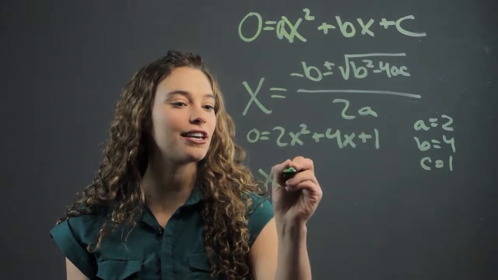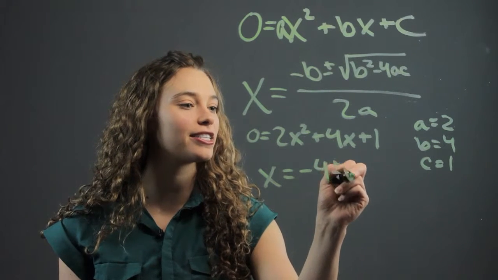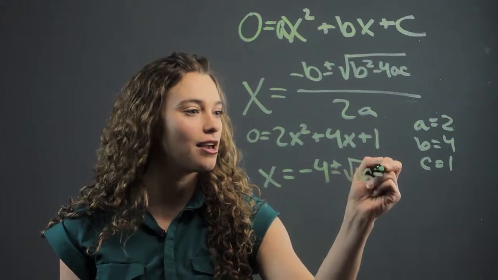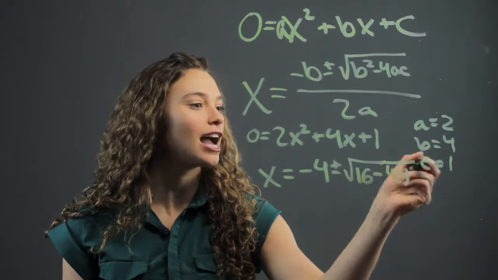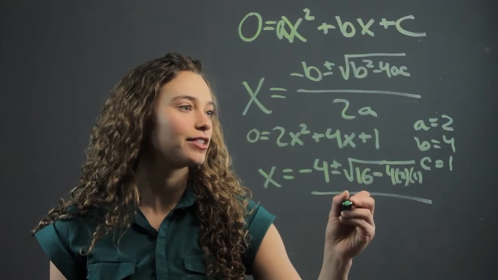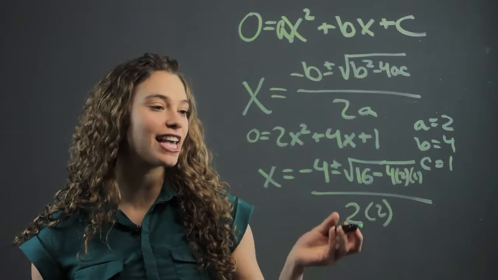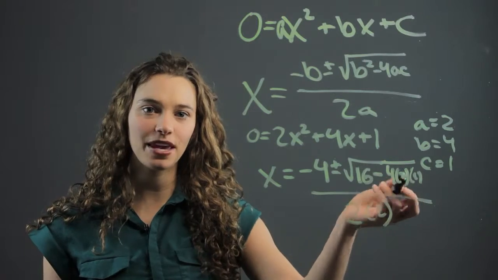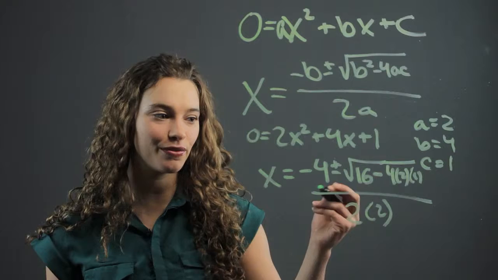So we have x equals negative b, so that's negative 4, plus or minus the square root of b squared, so that's 4 squared, that's going to be 16, minus 4ac, that's 4 times 2 times 1, right, c, all over 2a. So that's 2 times a, which is 2. Now if we simplify this out, we're going to have 16 minus 8, that's going to be square root of 8. If we use our knowledge of radicals, root 8 can simplify to 2 root 2.